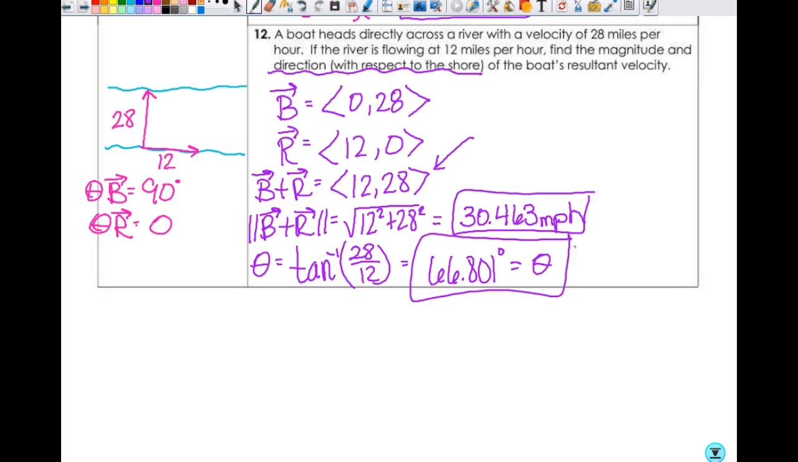What questions do you have? Now, if you actually wrote out the trig stuff for B and R, you'd get the same answer. You just don't need to do that if it makes sense to you. Okay. Yes, ma'am.